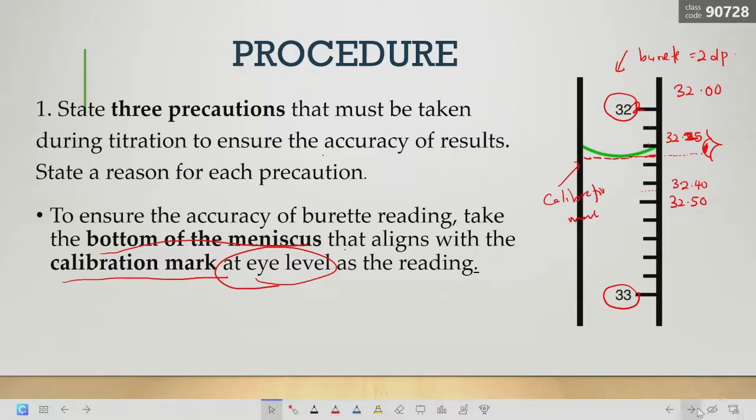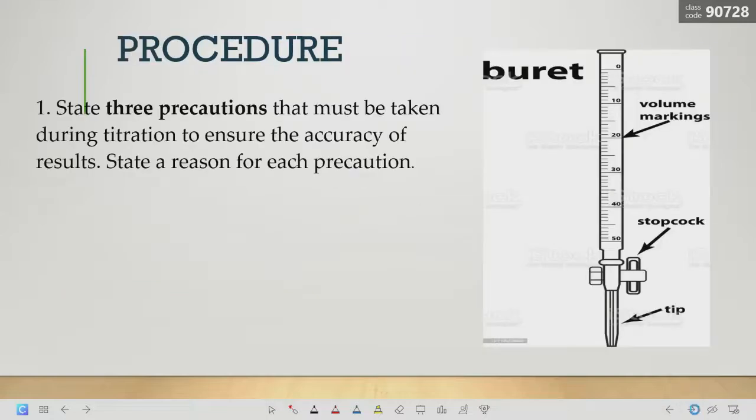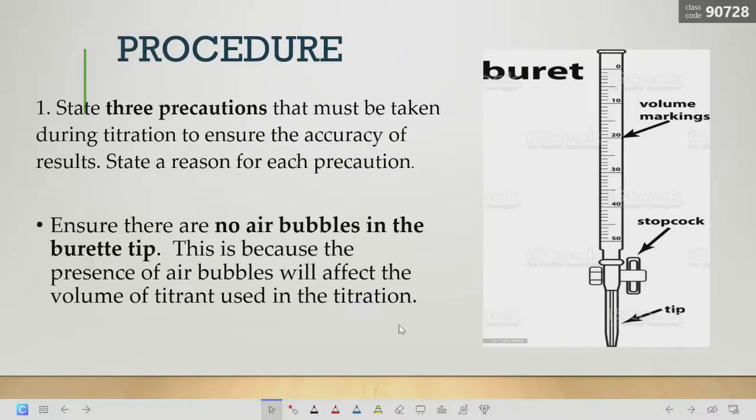Okay, so next step what you have to know is, in order for you to get the accurate reading, make sure there are no air bubbles in the burette tip. Okay, there are no air bubbles in the burette tip, because the presence of air bubbles will affect the volume of the titrant used in the titration. If you can see here, this is the burette. This is a stopcock. We call it a stopcock.